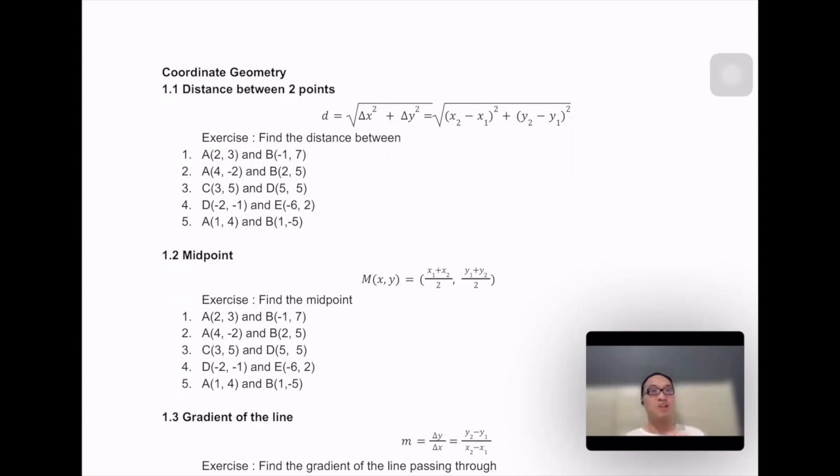Find the equation of circles, the relationship between a point and a circle, and the intersection points of the circle and the line. So, check this video out. Let us start with the first discussion. It's about the distance between two points.